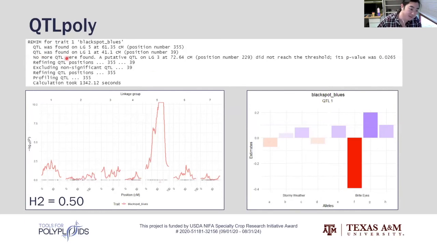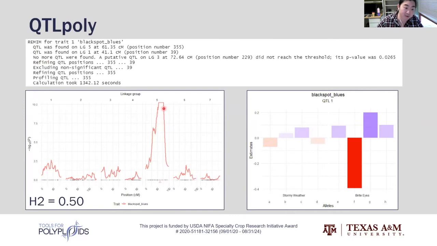So using QTLpoly, this is very similar to what you saw earlier this morning. When you run it, it first finds a huge peak on 5, then finds a peak on 1, and then during the refining step, it decides, oh, the one on 1 is not significant.